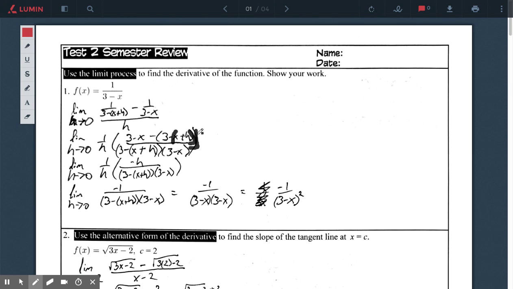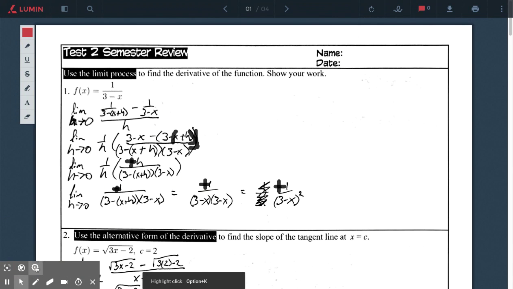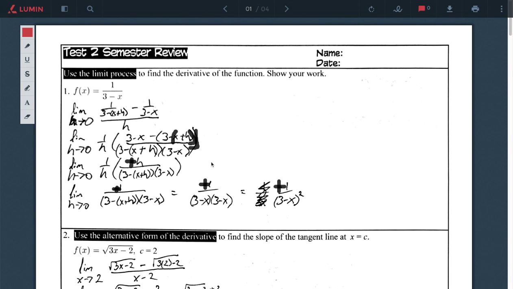After you do that, then I need to distribute the negative on the top. So that's going to make it a negative 3. It's going to make it a positive x, and it's going to make it a positive h. That's where I screwed up. So this h right here should be positive, which means then the h's cancel. Gives me a positive 1. So this should be a positive 1. And then this should be a positive 1. So that's number 1. I made the mistake on my negative sign. I didn't distribute it correctly.